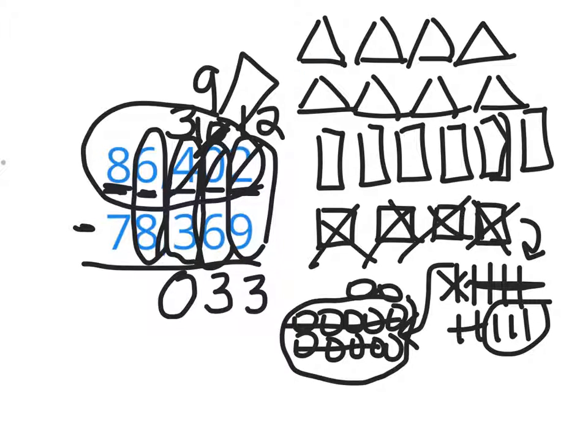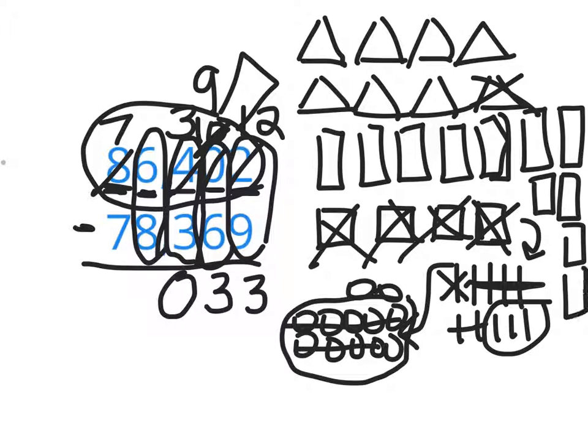If you told me to look up here in the 10,000s, I agree with you. I need to cross out one of the 10,000s, which leaves me with 7. And how many thousands can I get from that? Well, I'm able to get 10 more. So let's add those on. 1, 2, 3, 4, 5, 6, 7, 8, 9, 10.